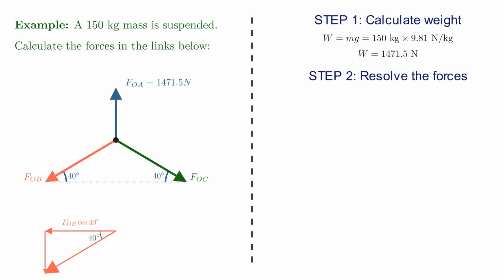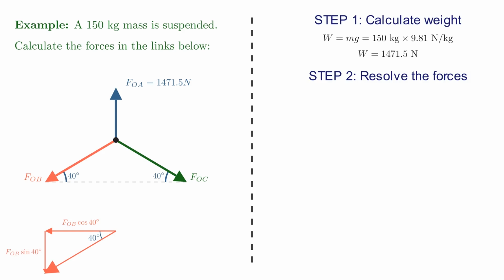Next, we want to resolve that vertical force going down. So this is opposite the 40 degrees. Again, the hypotenuse, the longest side for that triangle, is FOB. So we're going to use sine. So the opposite is FOB times sine 40 degrees.